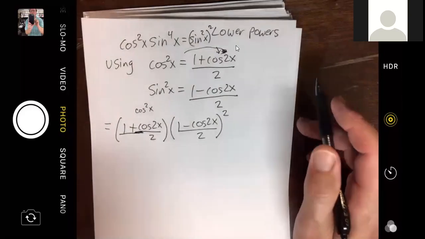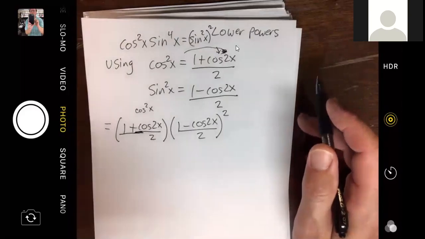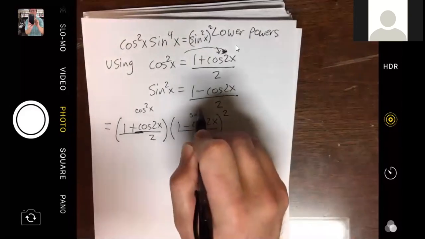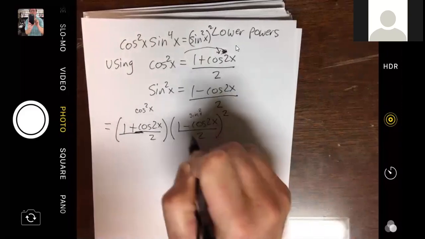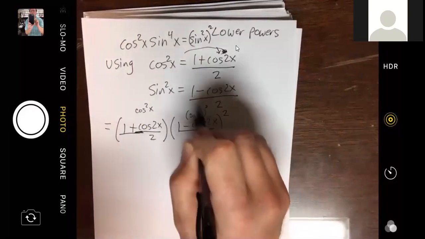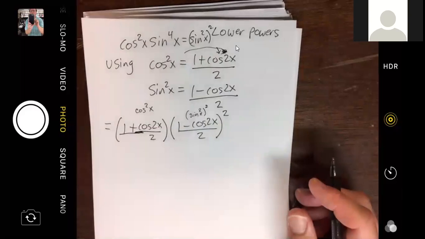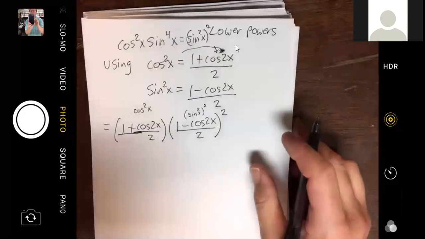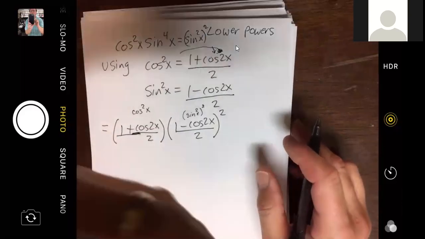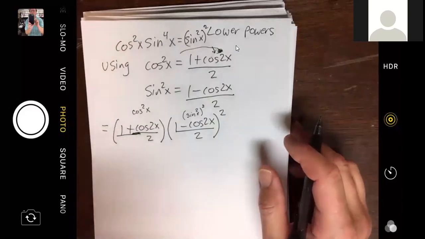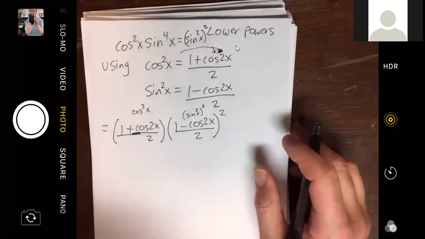Okay, any questions about this setup? No. So yeah, this is your sine squared directly, but then you got to square it because it's to the 4th power. All right, are you ready for all the algebra? The rest of this is nothing but gibberish algebra. I guess so. Okay.